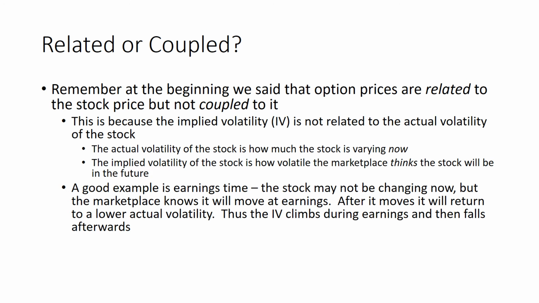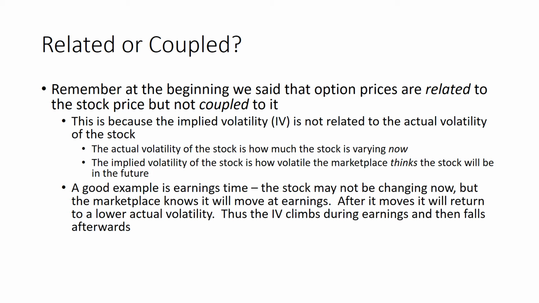So a good example of this is earnings time. The stock might not be moving much now, but the marketplace knows it's going to move at earnings one way or the other. And after it moves, it'll return to the lower actual volatility. So it's going to move, but then it's going to come back to be lower.